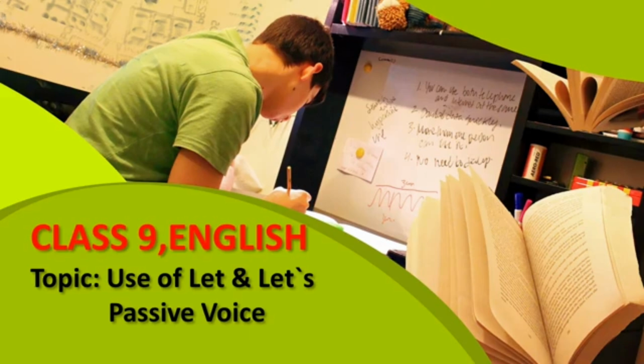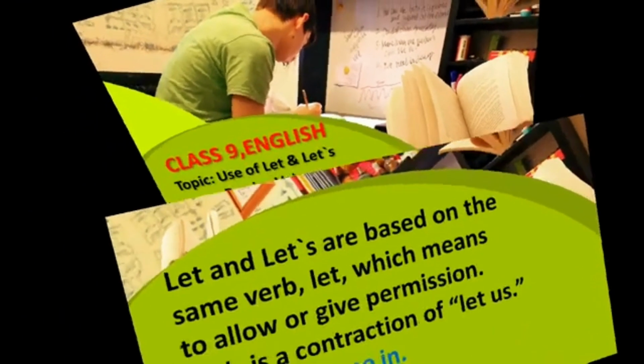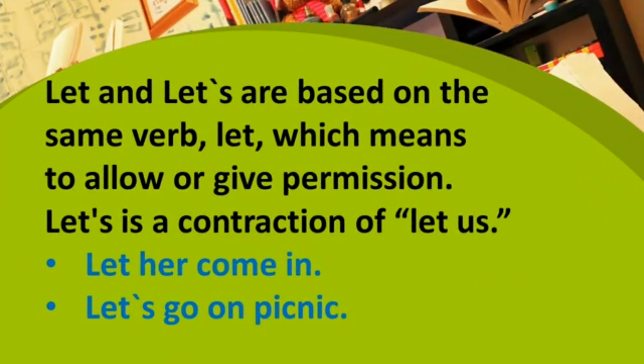Use of let and let's passive voice. It is a part of imperative sentences as well, but its use is quite different from what we have discussed yesterday. Let's have a look what is meant by let and let's. Let and let's are based on the same verb. Let, which means to allow or give permission, and let's is a contraction of let us.